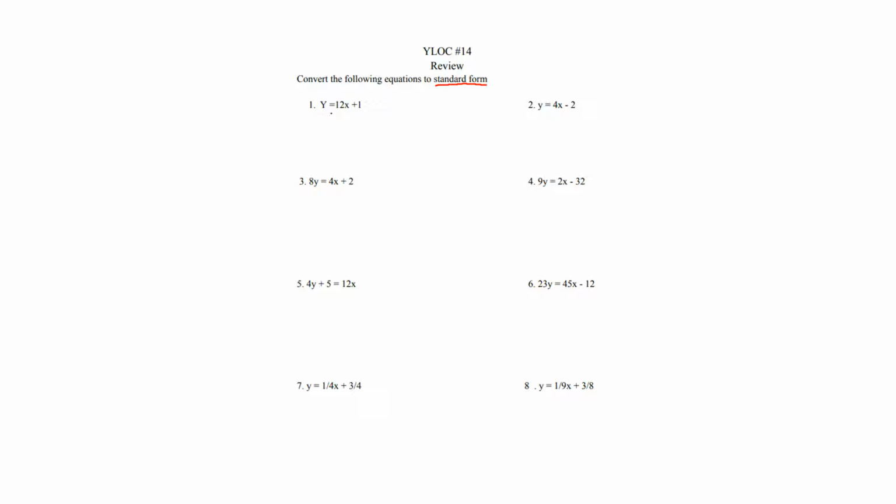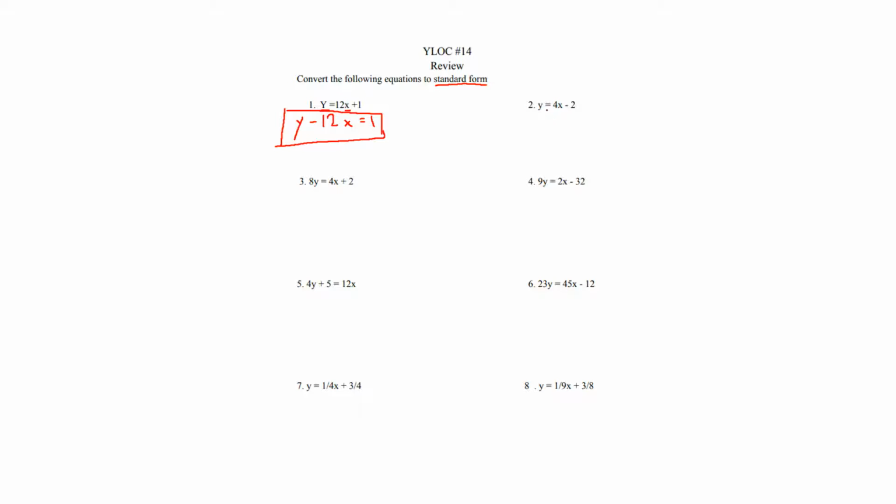So for number 1 here, it's y equals 12x plus 1. You have a y variable and an x variable, and you need to have both of these variables on one side. To do that, you could just subtract 12x on both sides. So it becomes y minus 12x equals 1 for number 1. And that's standard form.